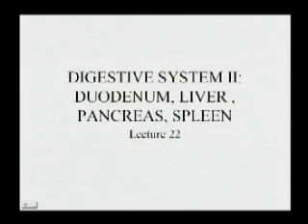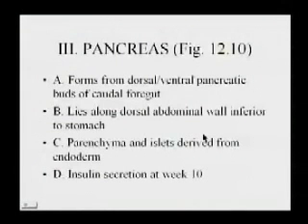We now continue with lecture 22, the digestive system 2: duodenum, liver, pancreas, and spleen. We pick up with the development of the pancreas, and we'll finish with the spleen and anomalies of development.